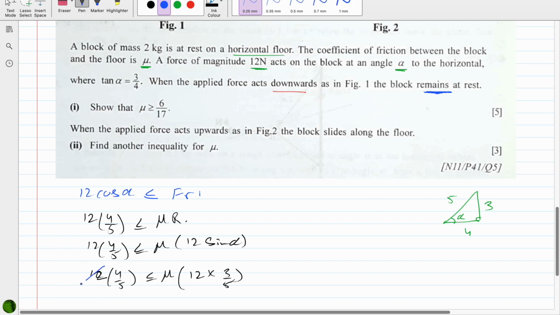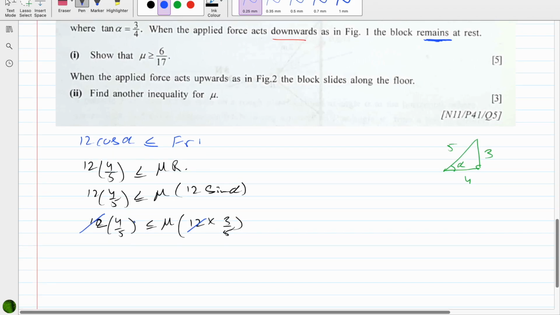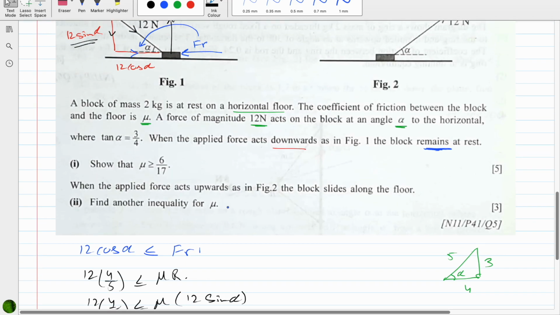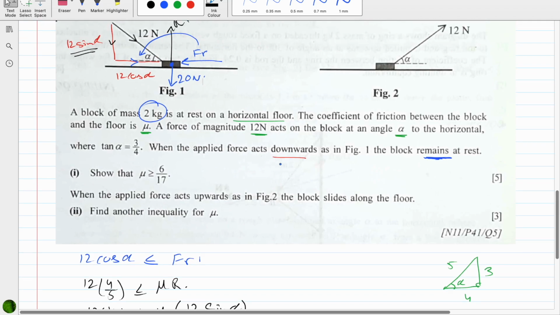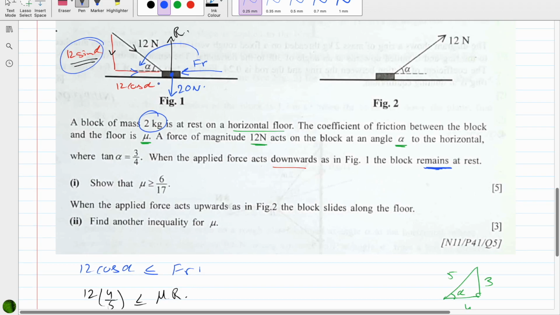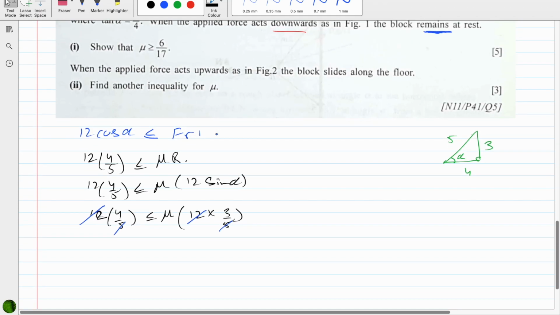Now we simplify for mu. We cancel out 12 with 12, 5 with 5, and I missed out one thing. The block was 2 kgs. So this is downwards 20 newtons. So when writing the vertical forces, these two are downwards and R is upwards. So R is equal to 12 sine alpha downward plus 20.